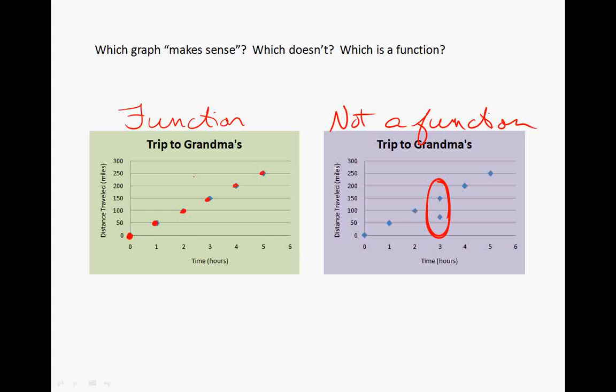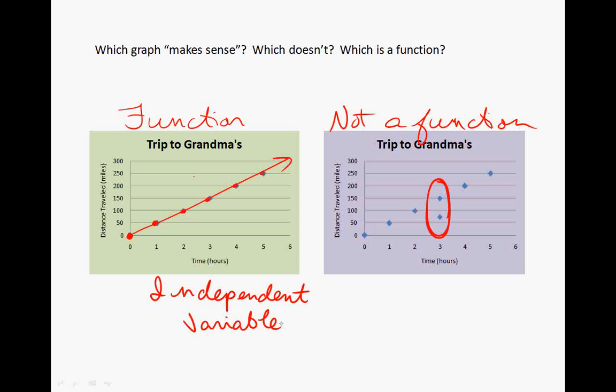Any kind of motion or data collection that we're doing in real time or in real life is usually a function. Functions just make sense to us. That's why we can model our trip to Grandma's using a function like this. A couple of vocabulary terms that you need to remember. All of the domain or the x values we call the independent variable.